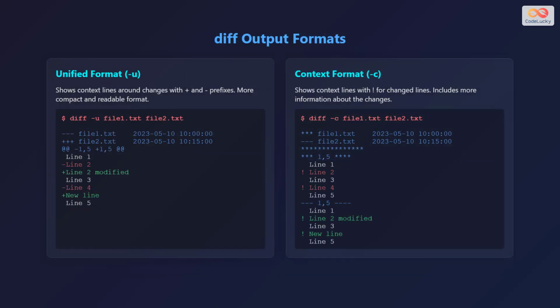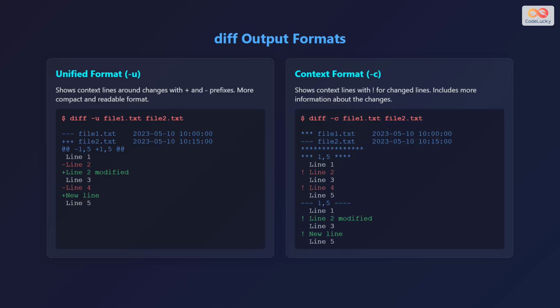The diff command offers different output formats to suit various needs. One common format is the unified format, specified with the -u option. This format shows context lines around the changes with plus and minus prefixes. It's more compact and readable, making it easier to understand the modifications.